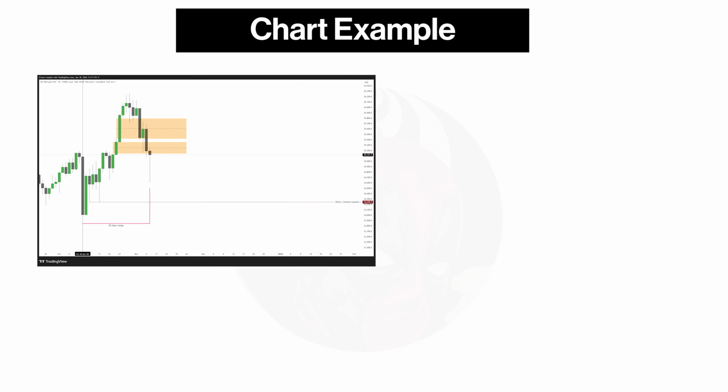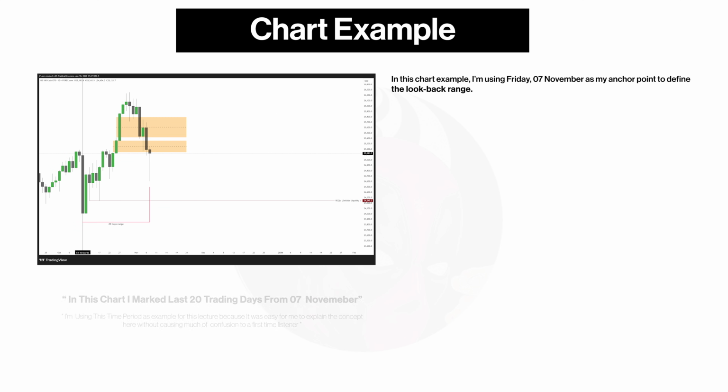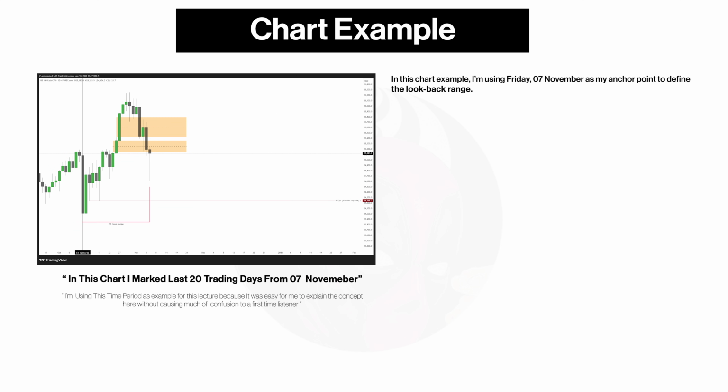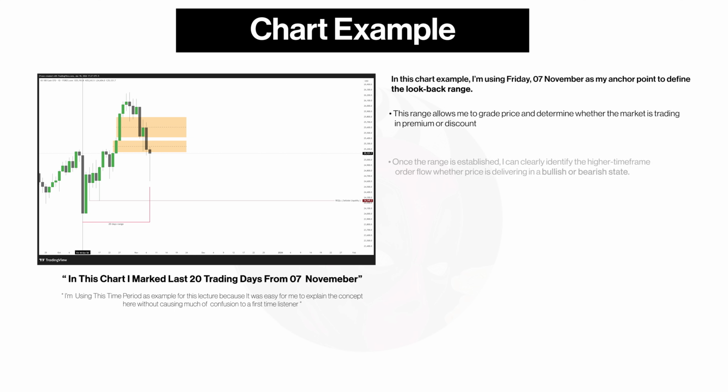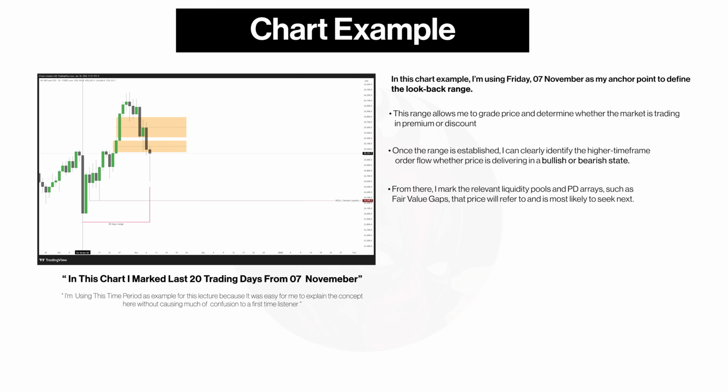As you can see in this chart example, I am using Friday the 7th of November as my anchor point to mark the lookback range. This range allows me to grade price and determine whether the market is trading in premium or discount. Once the range is established, I can clearly identify high time frame order flow, whether price is delivering in a bullish or bearish state. From there, I mark relevant algorithmic reference points, such as liquidity pools and fair value gaps, that price will refer to and is most likely to seek next.